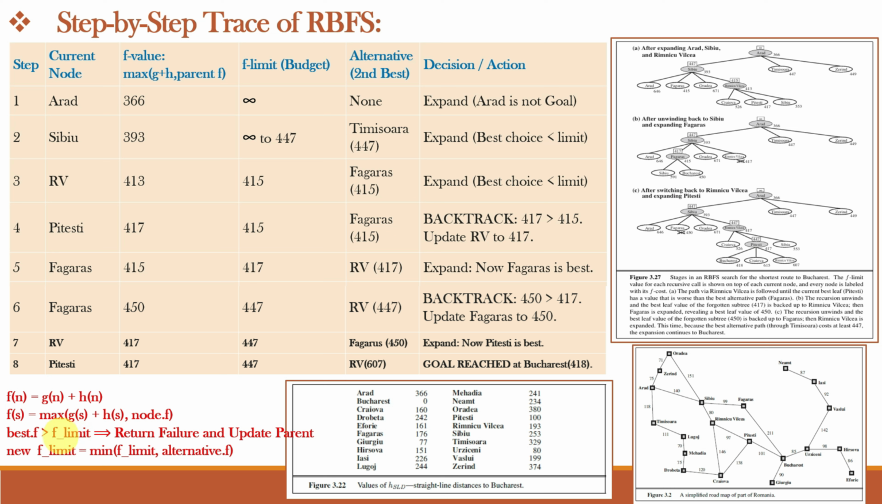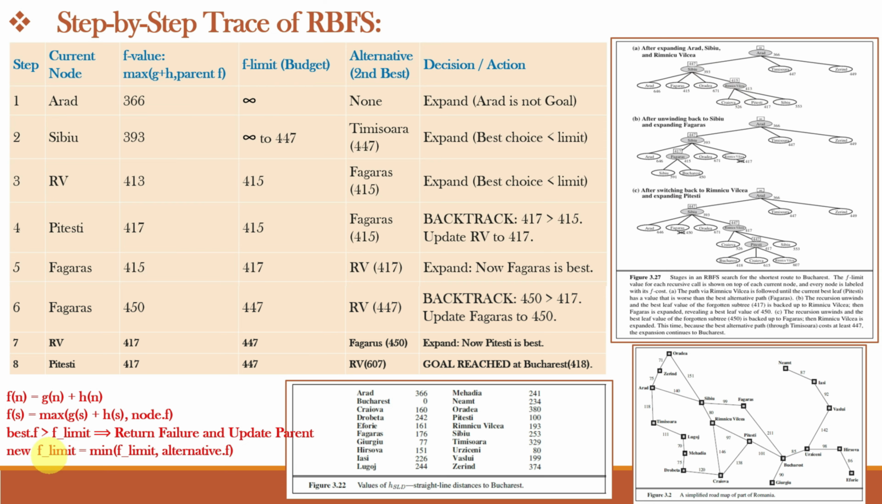So it is not greater than infinite, so we will go ahead. And also, if CBU is the best node or best f, then we have to also find out the alternate f or the second best f. And we can see from these three that after 393, the second best is Timisoara, that is 447.